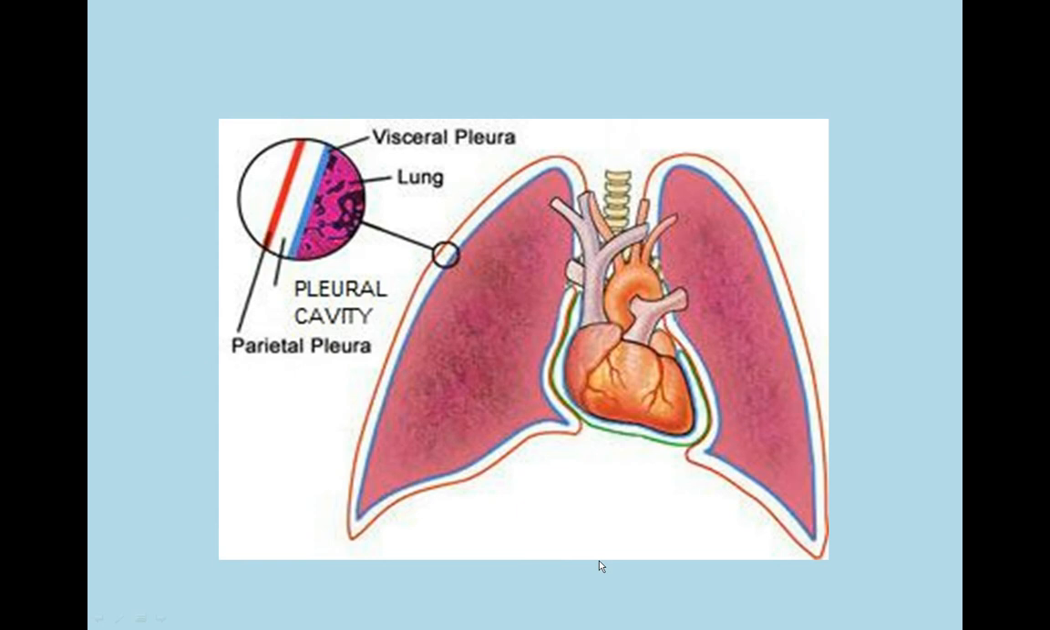All right, so here's an artist illustration of the pleura surrounding the lungs. The blue line would be the visceral pleura, the red line would be the parietal pleura, and in between the two is the pleural space or pleural cavity where you would find pleural fluid.